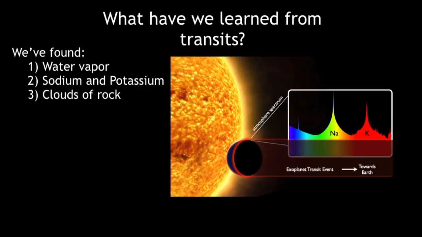So we've been able to detect sodium and potassium. We've been able to detect water vapor in some of these really hot planets. Some of these hot planets also have clouds of rock. So things that would be rock on Earth, it's so hot on these planets that you can get clouds of these in liquid form.